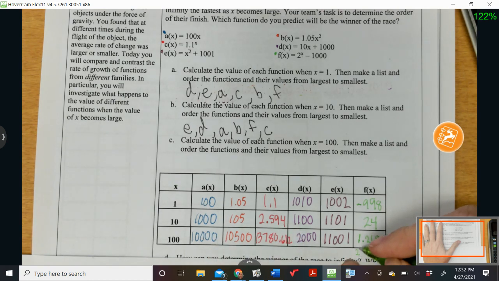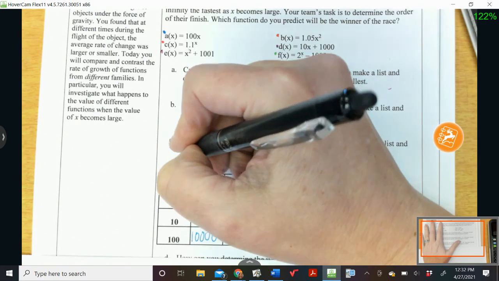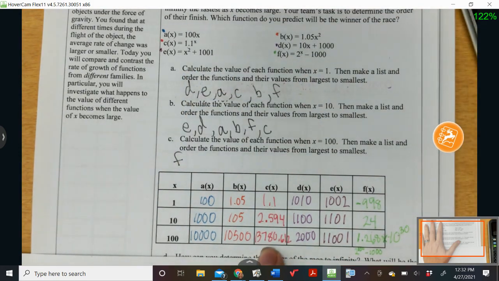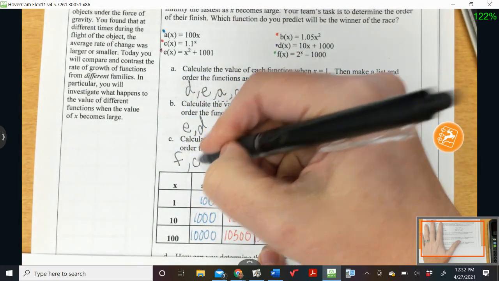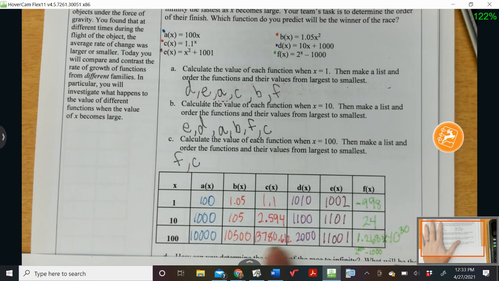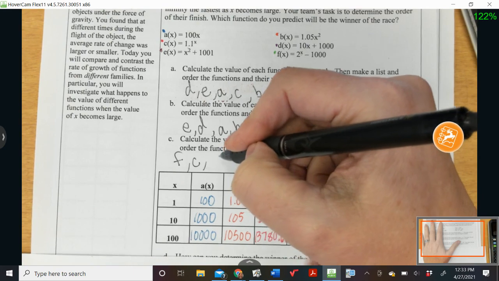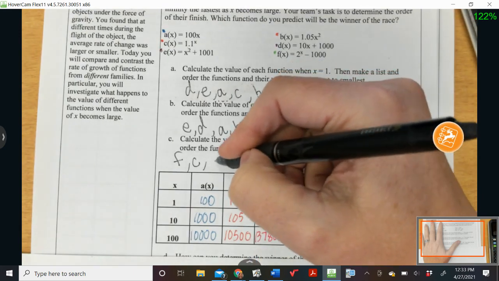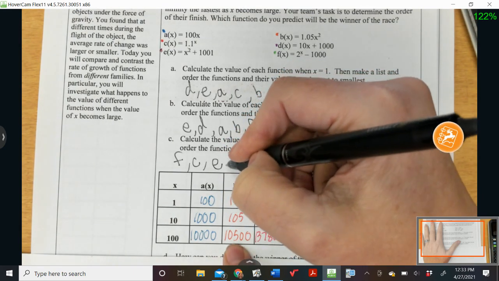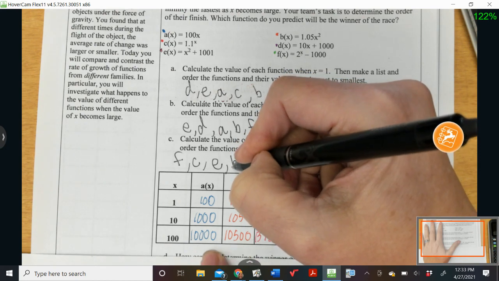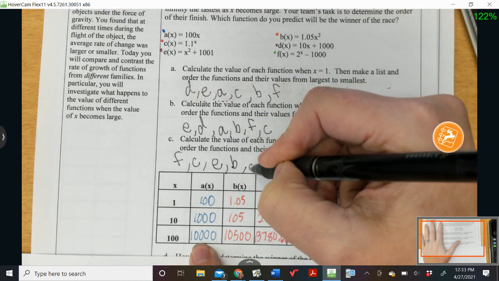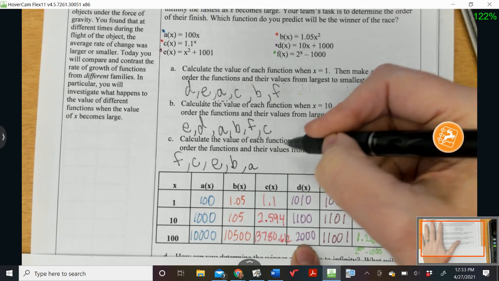Underneath, I'm just going to write 2 to the 100 minus 1,000, so I remember what that was. It's really, really big. So as I put them in order, F is actually the largest now. C is next. Then looks like E. Yep, E. Then B. Then A. Then D.